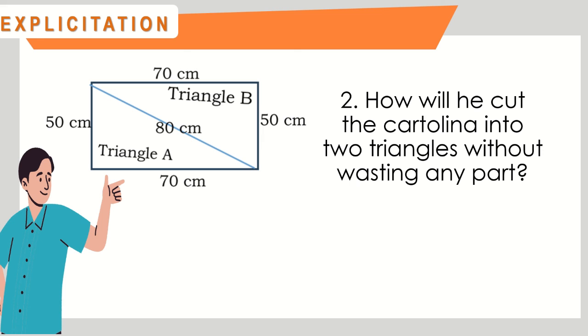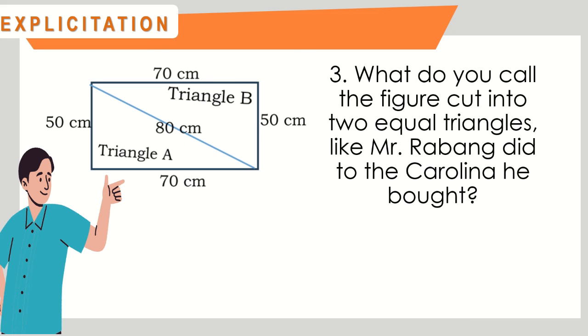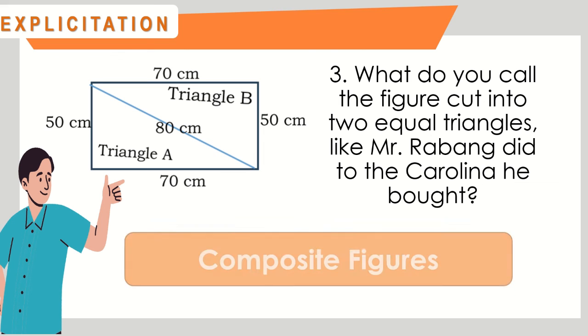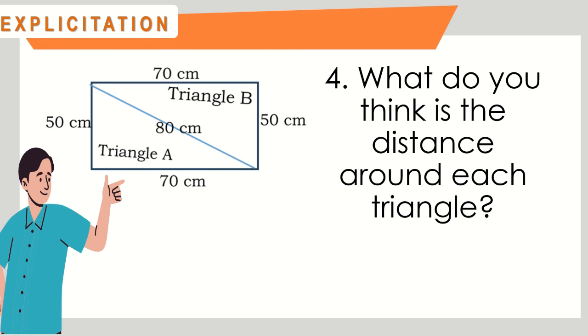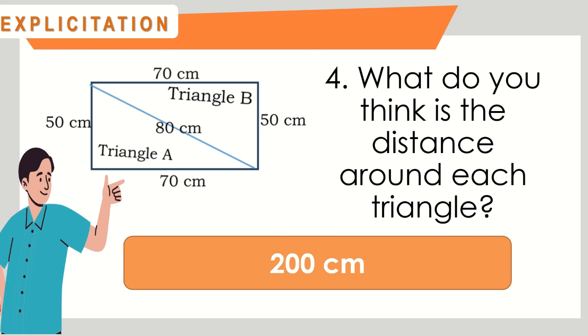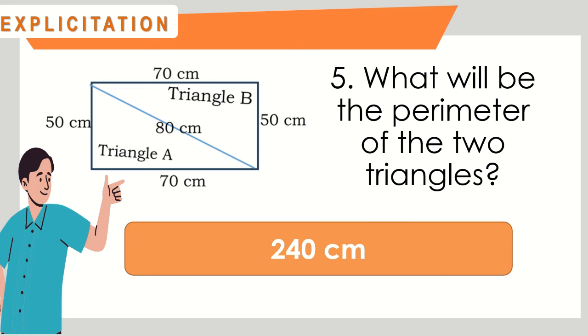How will he cut the cartolina into 2 triangles without wasting any part? By equal triangles or 2 right triangles. What do you call the figure cut into 2 equal triangles like Mr. Rabang did to the cartolina he bought? Composite figures. What do you think is the distance around each triangle? It's 200 centimeters. What will be the perimeter of the 2 triangles? It's 240 centimeters.